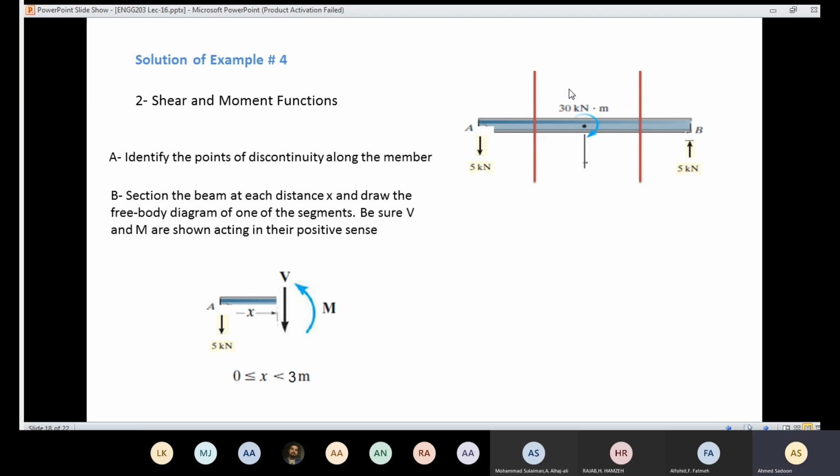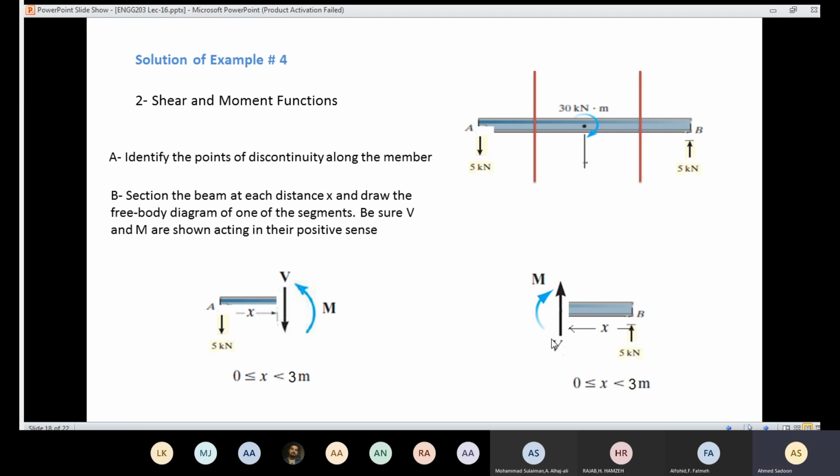I can take the left part or the right part. This time I'm going to take the right part so that you can learn. You can use either the left part or the right part. For me, taking the right part is going to be easier than taking the left part, because in the left part I'm going to have the couple moment here. So here I'm going to take the right part.